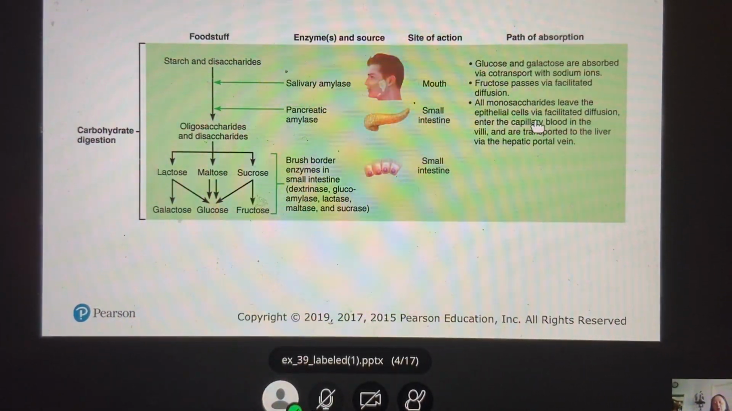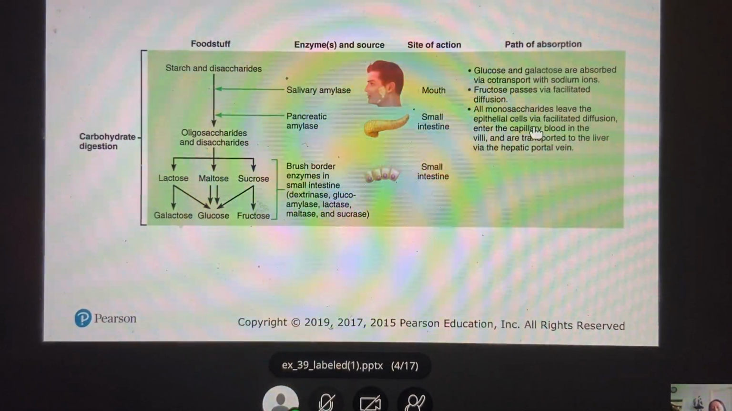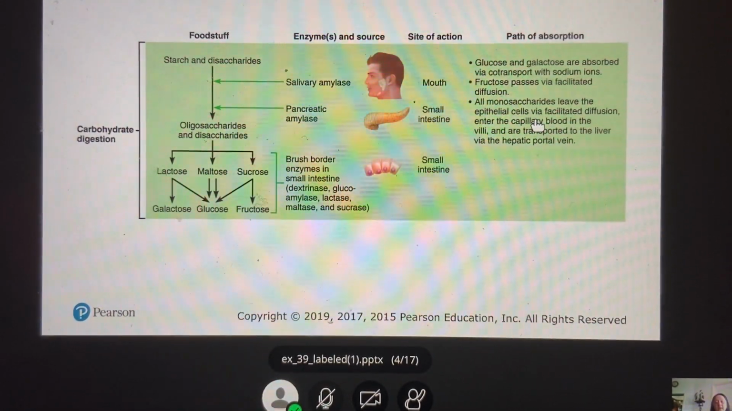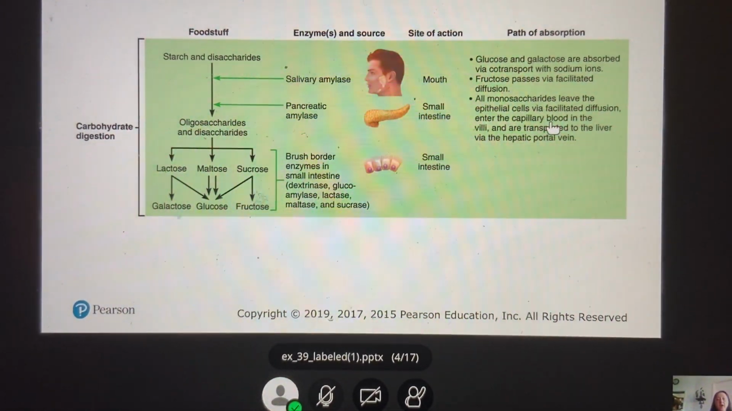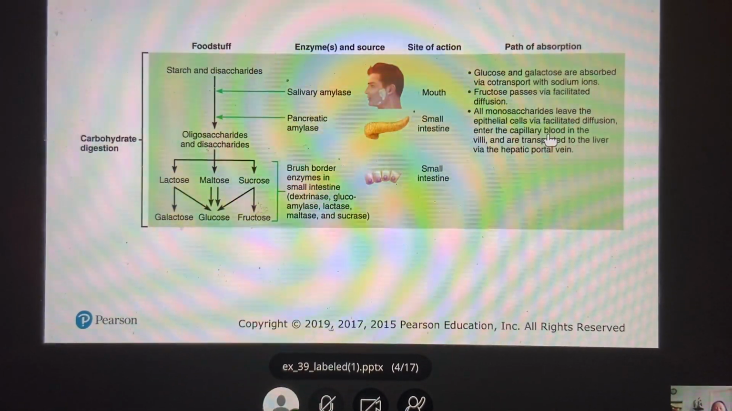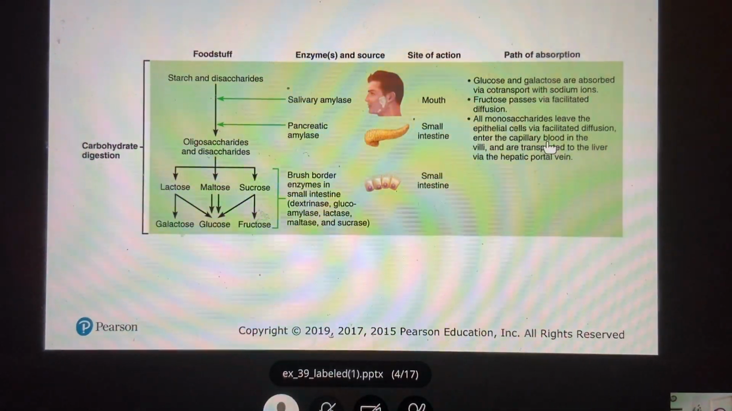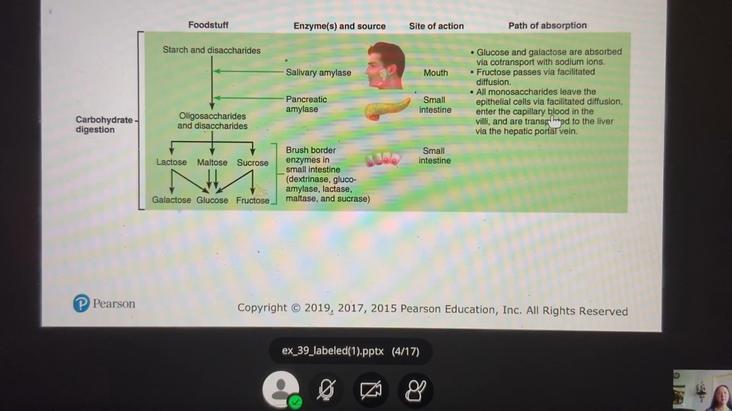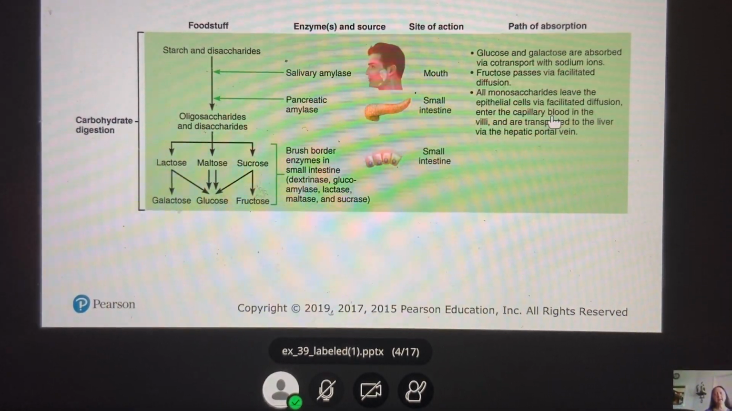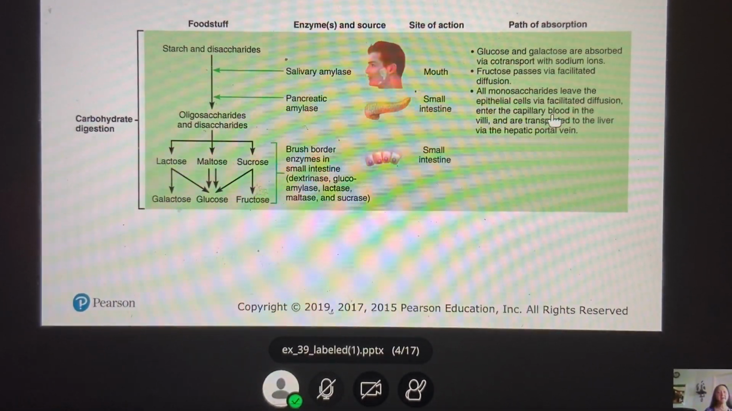Okay, they will be absorbed by the mucosa of the small intestines and then be transported to the blood, to the capillary blood, and transported to the liver through the hepatic portal vein. If you remember, we discussed the hepatic portal vein, everything that is absorbed.